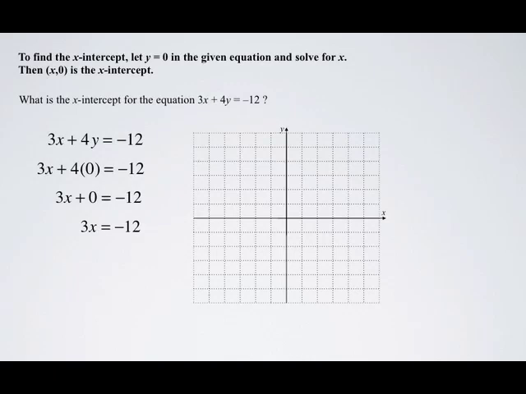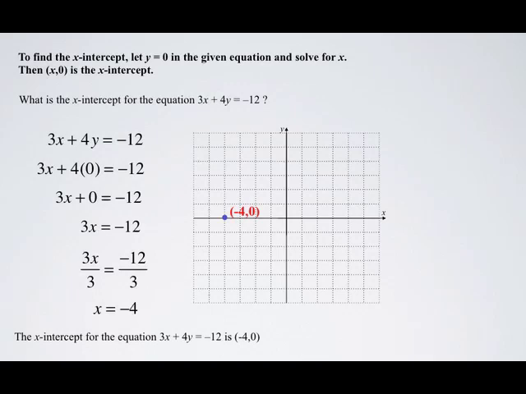To solve for x, we divide by 3. When we carry out the division, we find that x is equal to negative 4. Therefore, we know the x-intercept for the equation 3x plus 4y equals negative 12 is (negative 4, 0). Or, right there.